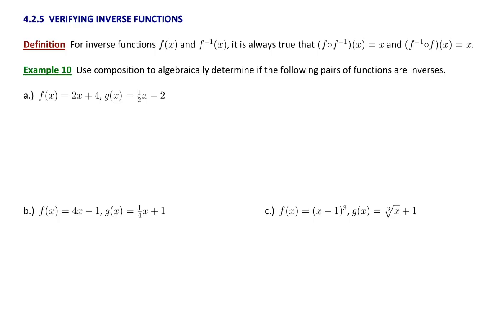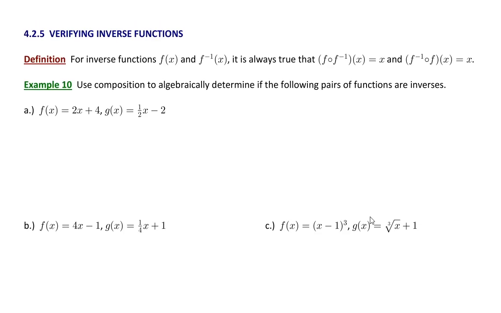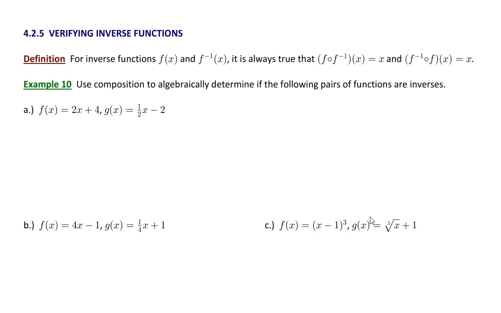Here's how it works. For inverse functions f of x and f inverse of x, it is always true that f composed with f inverse of x equals x, and f inverse composed with f of x equals x. So notice we're using composition here to verify inverse functions. To understand what this is stating, first recall that in general composition is not commutative. That is, if I switch the order of my functions, I don't get the same output. But in the case of inverse functions, we will get the same output.